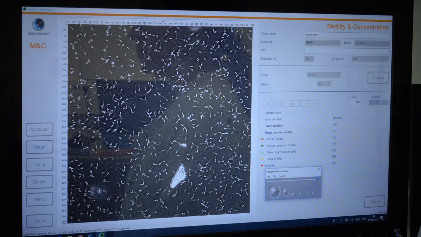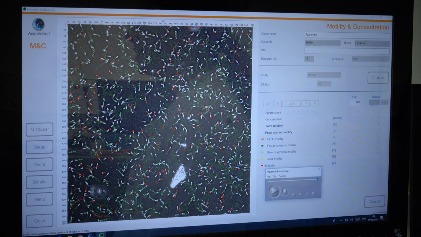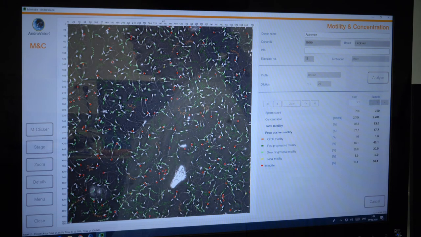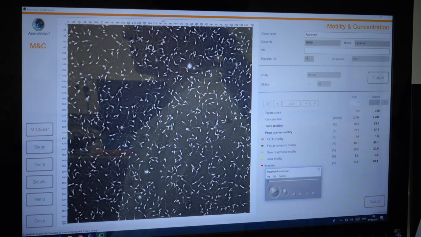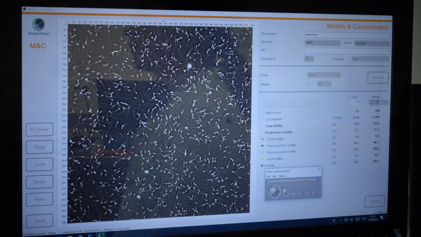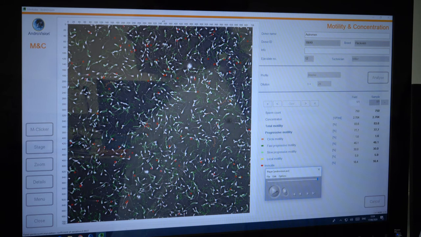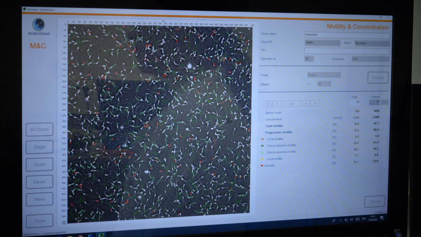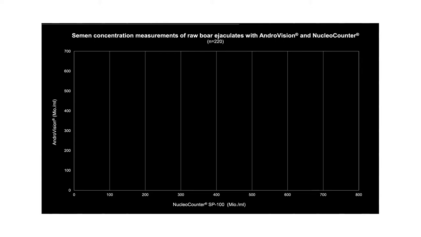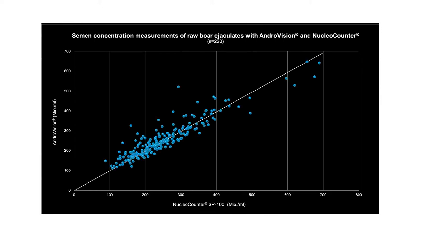The high-speed USB camera provides AndroVision with a very large analysis field and therefore allows to analyze a high number of sperm cells per field. Hence, it is normally sufficient to only analyze 3 or 4 fields for each ejaculate, which makes sperm analysis a very fast process. AndroVision is not only fast, but also precise and reliable, as a validation trial shows.